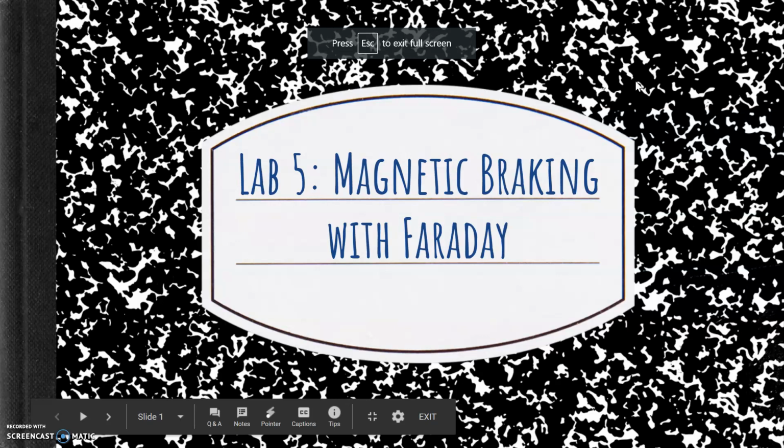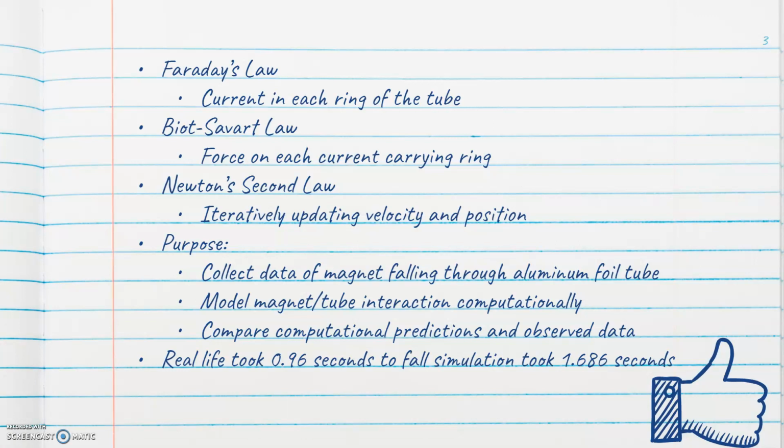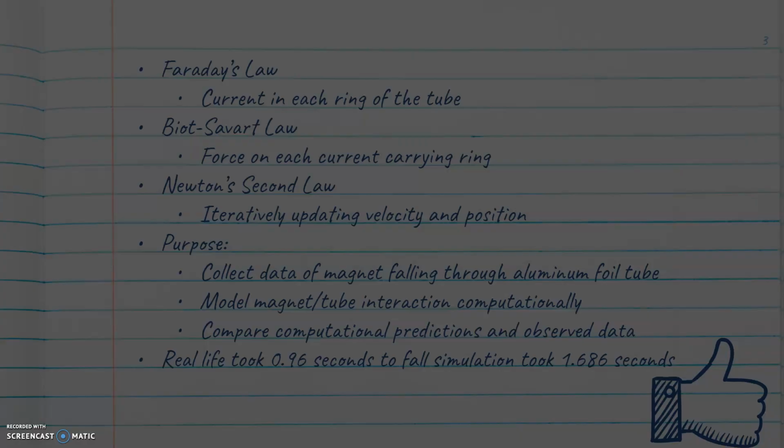This is my Lab 5, magnetic braking with Faraday. To begin, we will be using Faraday's law to find the current in each ring of the tube, the Biot-Savart law to find the force on each current-carrying ring, and Newton's second law to iteratively update the velocity and the position. The purpose of the experiment is to collect data of the magnet falling through the aluminum foil tube, model the magnet-tube interaction computationally, and compare computational predictions and observed data. In real life it took me 0.96 seconds for it to fall through the tube, and the simulation took 1.686 seconds.